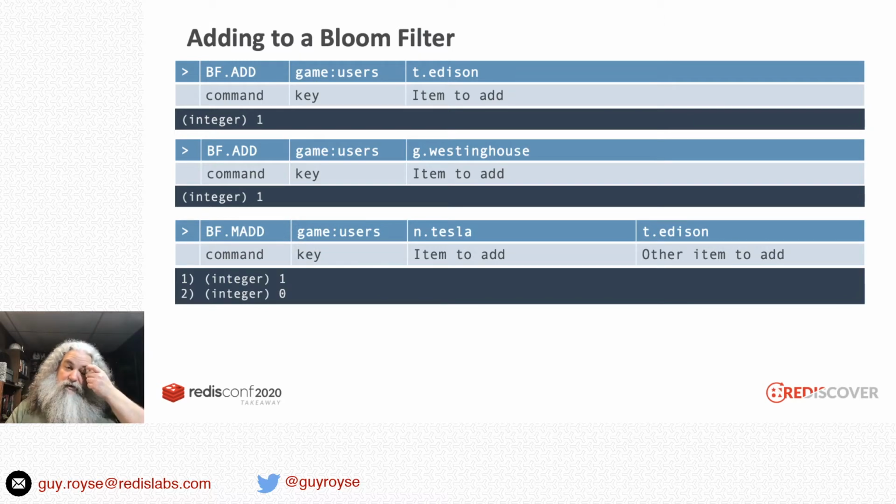And then here we've added multiples. Here we added N. Tesla and T. Edison. And you'll notice this time we get a 1 and a 0 back. And that's because Nikola Tesla was not in the Bloom filter, but Edison already was. And so it returns a 0 to say that we didn't change the state of the Bloom filter.